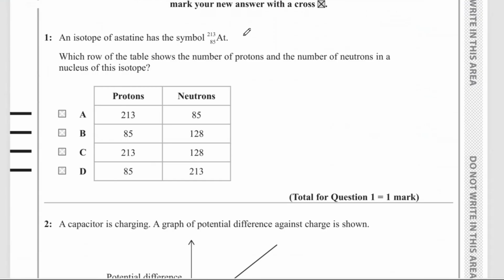So you can easily see that 85 is the number of protons. And if you need to get the number of neutrons, you just need to take away 85 from the atomic mass, and that should be 213 minus 85, meaning thereby it comes out to be 128. So that is why the answer is going to be B, right?